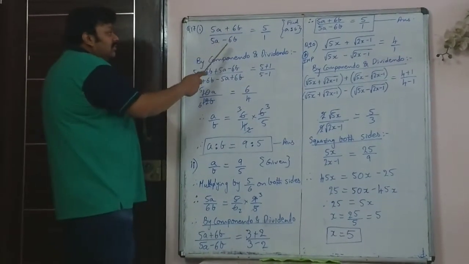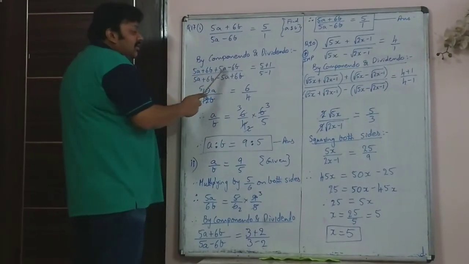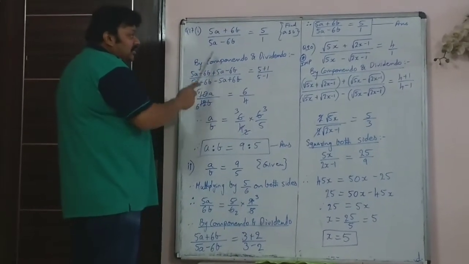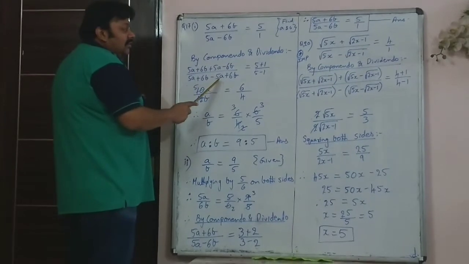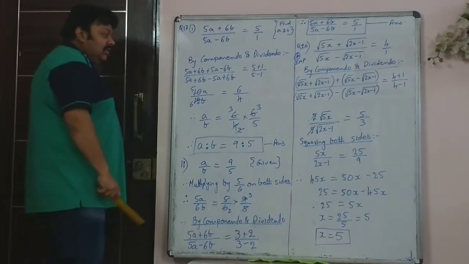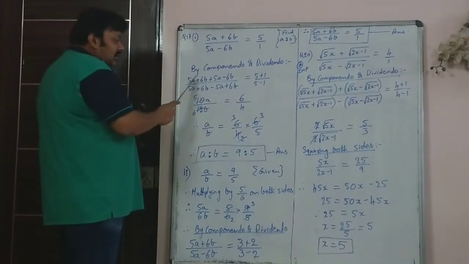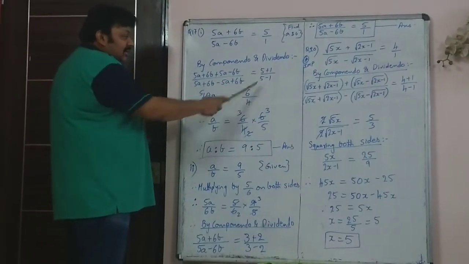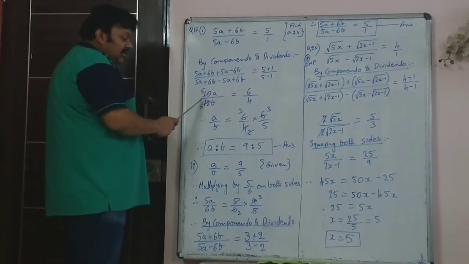So this becomes 5a plus 6b, the numerator, plus denominator, numerator minus, when you do minus of the denominator, both the signs will change. It will become minus 5a and minus of minus will become plus 6b. So now this becomes 12b, the numerator becomes 10a, and there it is 6 upon 4. So when you reduce this, this will become 5 upon 6.